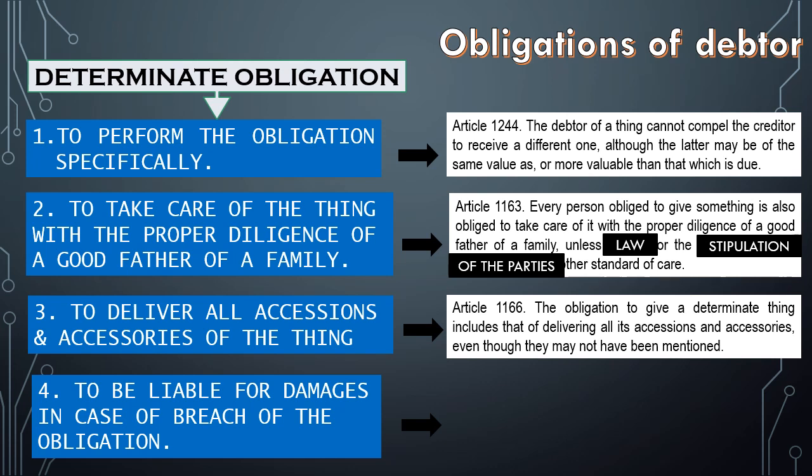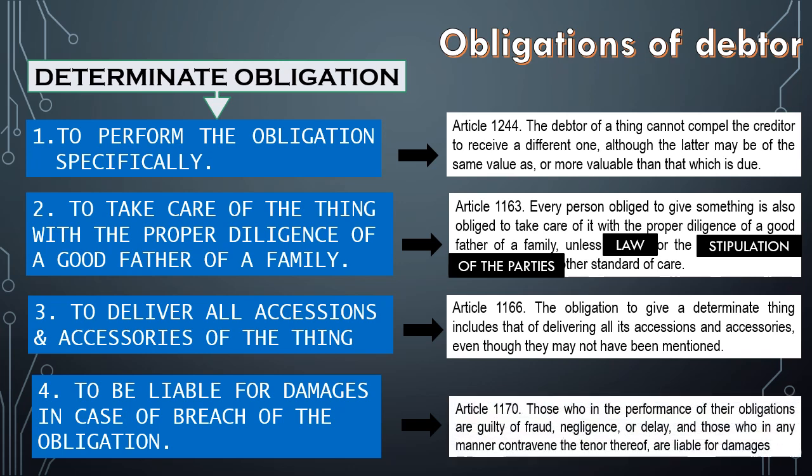Diba sabi natin that there are two kinds of breach, and that is your voluntary and involuntary. If we are talking about a determinate thing, take note na ang pinag-uusapan dito is voluntary breach, and that is your Article 1170. Those who, in the performance of their obligations, are guilty of fraud, negligence, delay, or they contravene the tenor are liable for damages. Bakit?